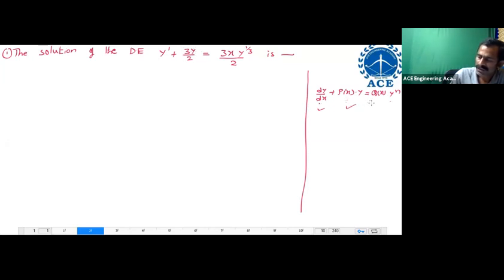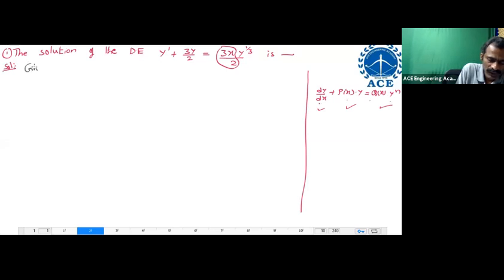This term is present. On other side, function of x into y power n. Here, this is a function of x into y power n. All these terms are present in this equation. Therefore, the given equation is directly in Bernoulli's form only. So we can find the solution of this equation by converting non-linear to linear using the transformation. Let us do the problem.